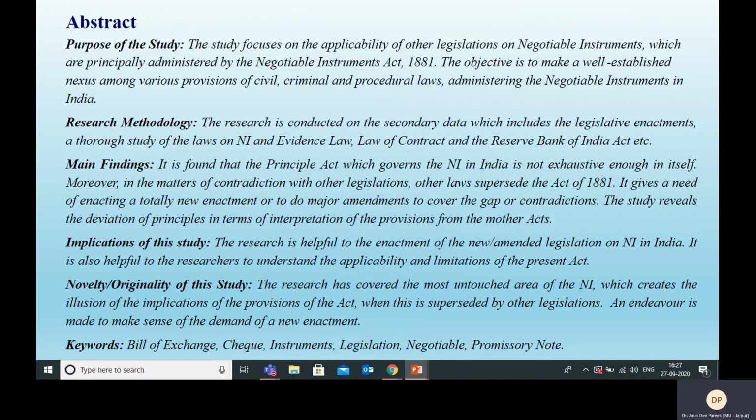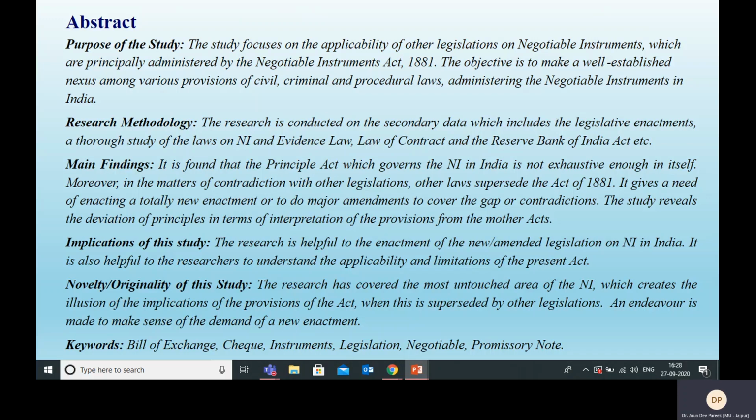As far as the purpose of the study is concerned, the study focuses on the applicability of other legislations on negotiable instruments, which are principally administered by the Negotiable Instruments Act 1881. The objective is to make a well-established nexus among various provisions of civil, criminal, and procedural laws administering the negotiable instruments in India. The research is conducted on secondary data, which includes the legislative enactments, a thorough study of the laws of negotiable instruments and evidence law, law of contract, and the Reserve Bank of India Act, etc.